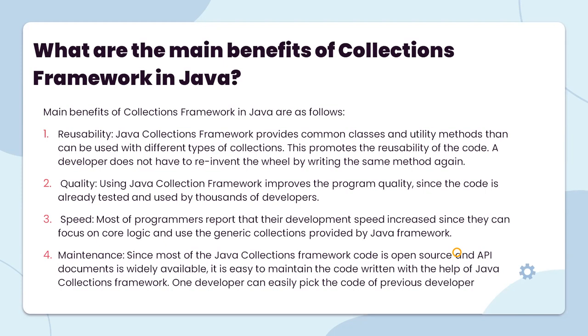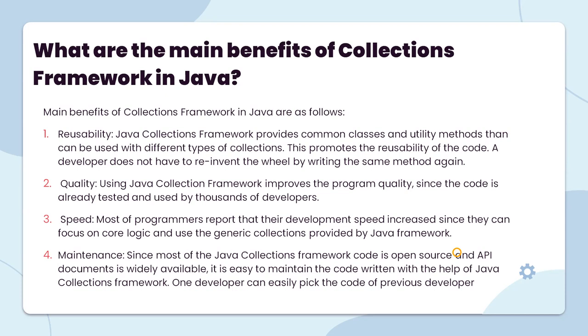Second, quality. Using the Java collection framework improves the program quality, since the code is already tested and used by thousands of developers. What is the meaning of this line? It means the collection framework has already been tested by thousands of people and is being used right now. That's why it is trusted, and it provides the quality that you can use.